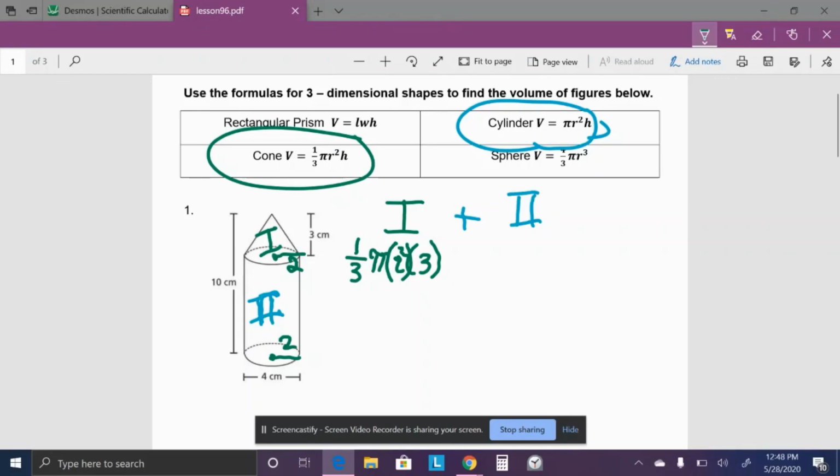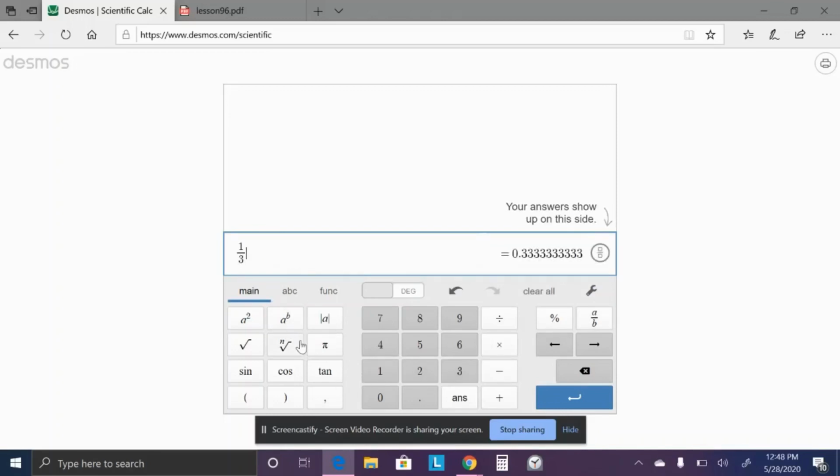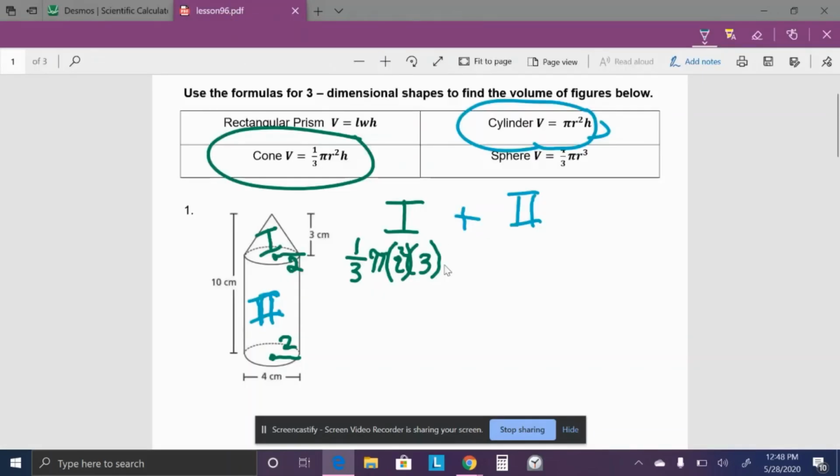Let's put that in our calculator. One third, pi, 2 squared. I'm going to put those in parentheses, 2 squared, and then times 3. I'm going to round my answer to the nearest hundredth, because in my final answer, I'm going to put it to the nearest tenth. So this is about 12.57 after I plug in all of this.